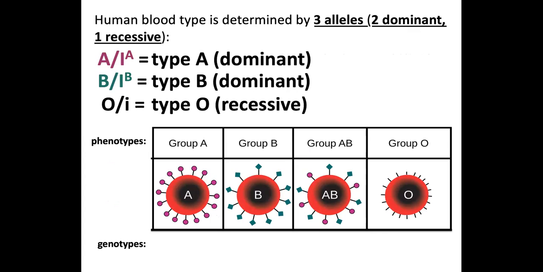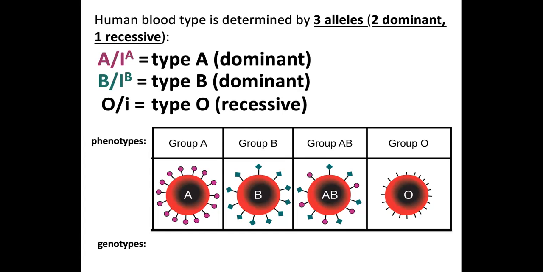So human blood type is determined by 3 different alleles. There are 2 that are dominant and 1 that's recessive. The dominant are A and B. The recessive is O. So when we're talking type A, type A blood is represented by A, or it is possible that you can see it as IA.